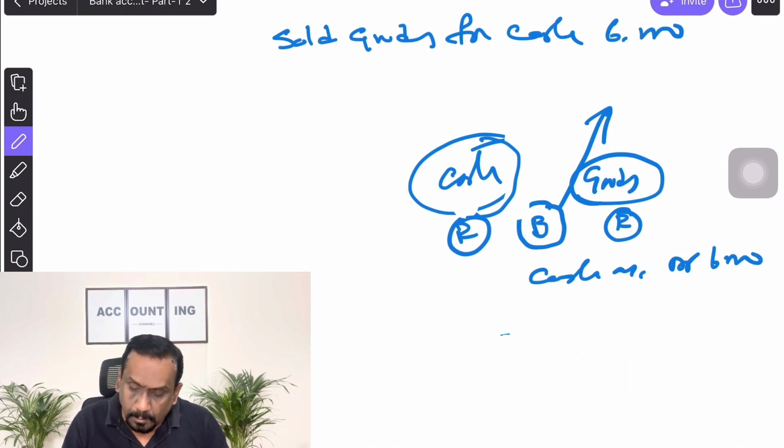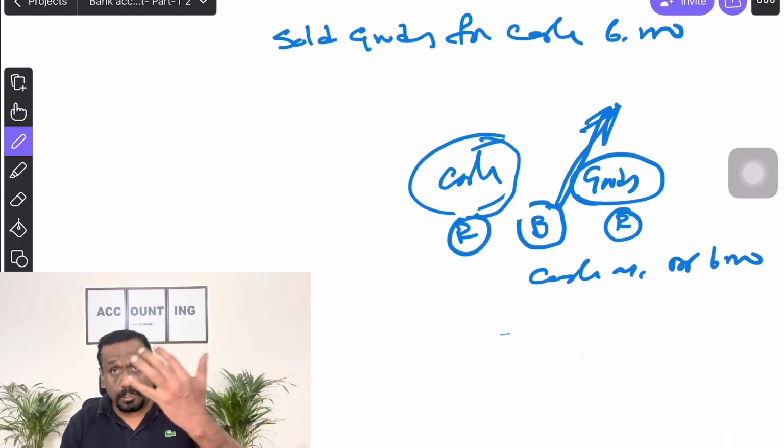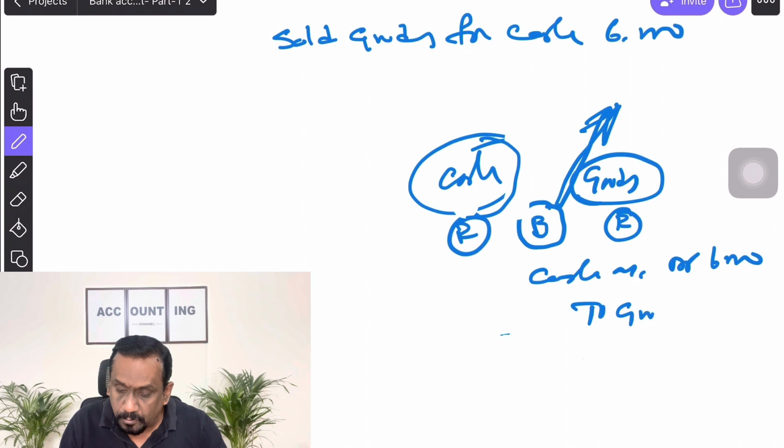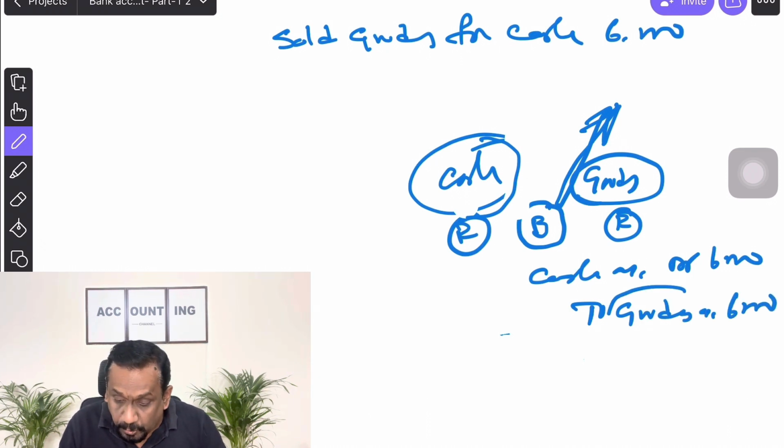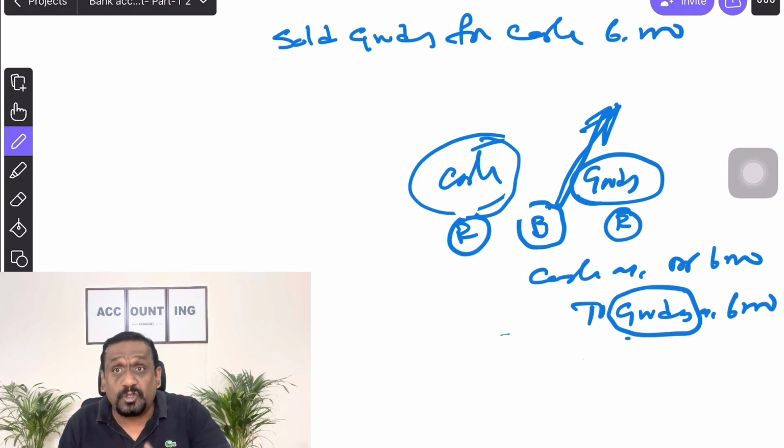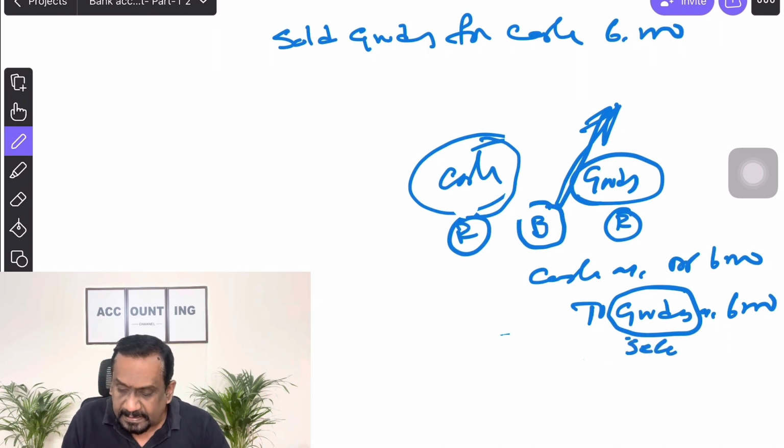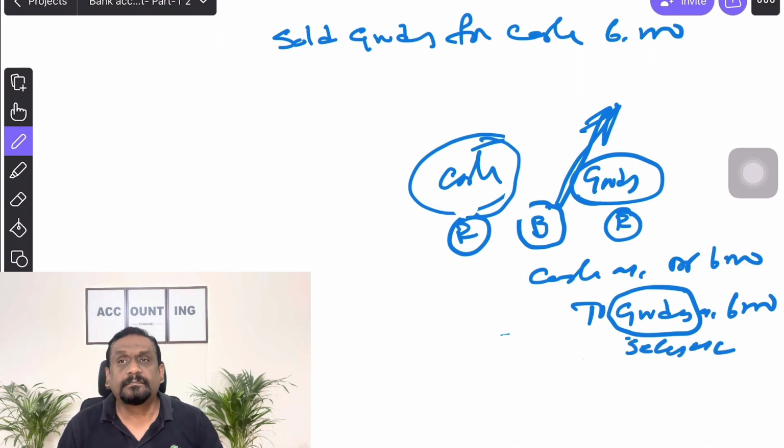Very simple. What is going out? Goods. Real account. Debit what comes in, credit what goes out. Goods going out. So you need to credit goods account 6,000. Instead of crediting goods, what you can do is, since the goods are sold, you can say sales account. Instead of crediting goods, you can say sales account. So what is the entry here? Cash account to debit to sales account.